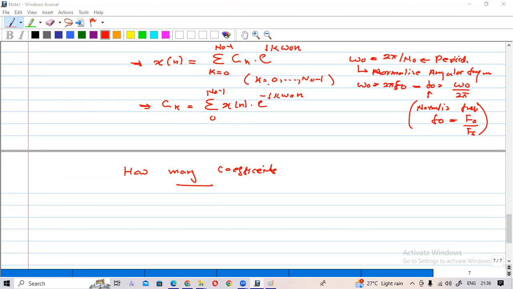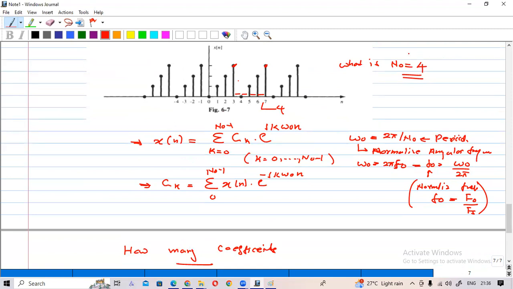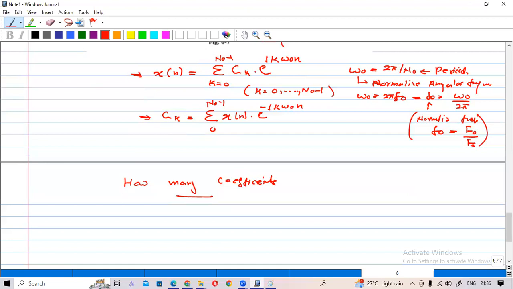No. So k goes from 0 to N naught minus 1. N naught is 4, not 3. Because if you consider two consecutive repeated points, this one is repeating here again. So you need to count the number of samples from here to here: one sample, two samples, three samples, four samples. There are four samples between these two. So N naught is 4. Okay, so how many C values are there?